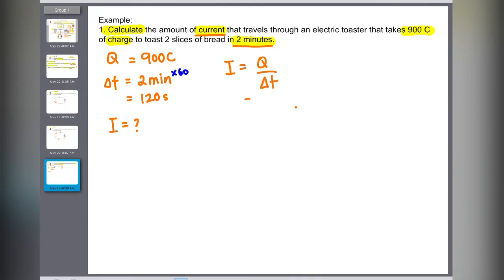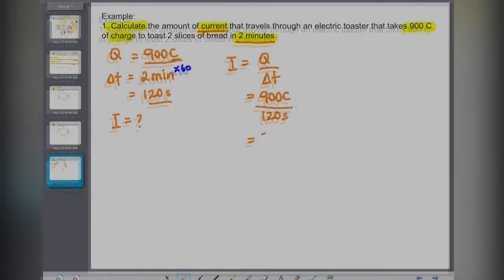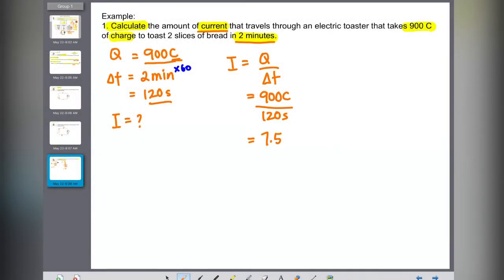Okay, now that I've got my given, when I see Q, I'm going to write 900 coulombs. And then time is 120 seconds. Make sure it's in the proper unit. So take your 900 divided by 120. Okay, so 7.5. The unit for current is ampere, capital A.